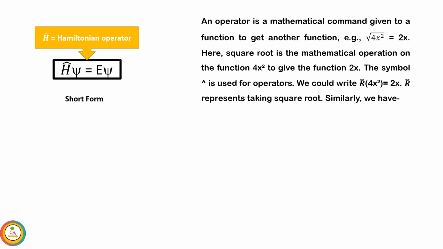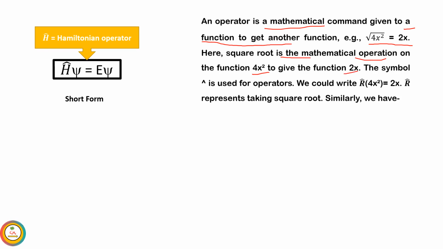What do we mean by an operator? We can easily explain what an operator is. An operator is a mathematical command given to a function to get another function. For example, the square root of 4x square is 2x. Here the square root is the mathematical operation on the function 4x square. By that we got the value 2x.